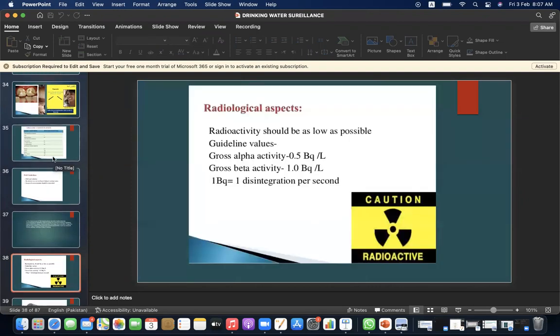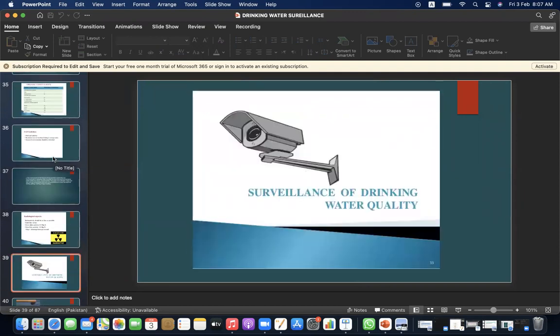Radiological aspects: radioactivity should be as low as possible. Guideline values: gross alpha activity 0.5 becquerel per liter, gross beta activity 1.0 becquerel per liter. 1 becquerel is equal to 1 disintegration per second.